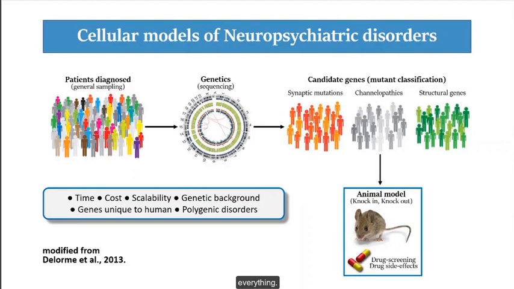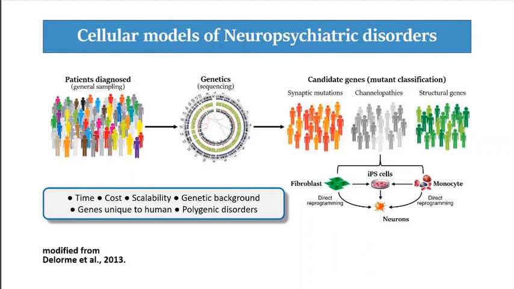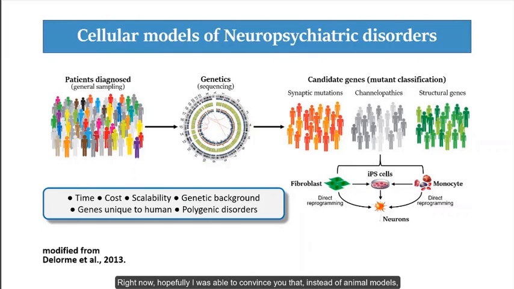I would say this is the slide I just started with. I was saying that there are animal model problems, and right now hopefully I was able to convince you that instead of animal models, now we have the means to actually make human neurons of human origin, using different approaches where we directly reprogram fibroblasts or blood cells into neurons.